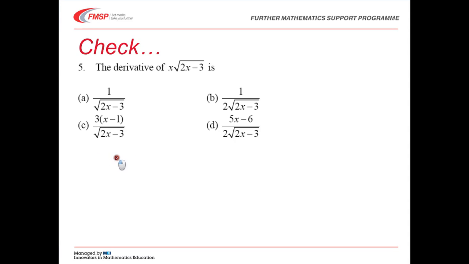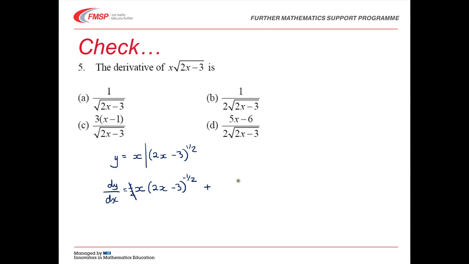Okay, it's usually best to rewrite square roots as fractional powers, so that's x times (2x minus 3) to the half, and you might want to draw a line in there to split the two sections. So, write the first, differentiate the second, so that's a half (2x minus 3) to the minus a half, and then differentiate in the brackets. That will give me 2, so I don't need that half.